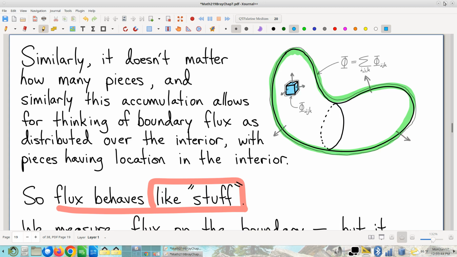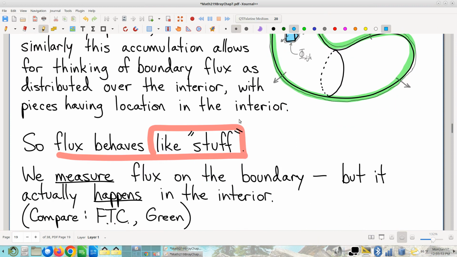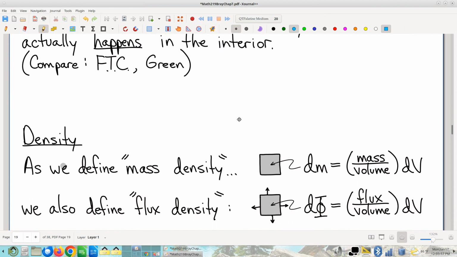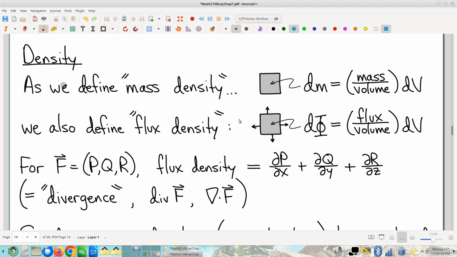So, accumulating quantity. It's a kind of stuff. It's distributed over the interior. Whoa, what did I just do there? Okay. Accumulating quantity. It behaves like a stuff. And there is an associated density.